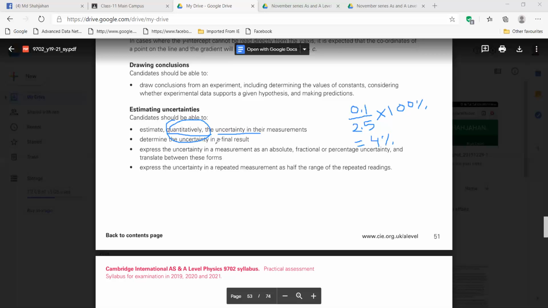Then you have to determine the uncertainty in the final result. We have to write it. There will be one place you have to write the uncertainty. Especially in question number 2, experiment 2, you have one place where you have to calculate this uncertainty. Now continue. Who was reading? Continue the next one.